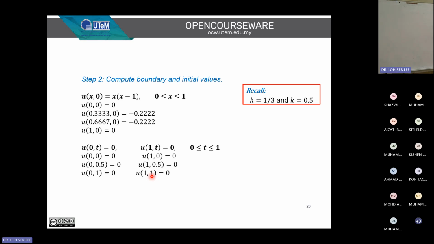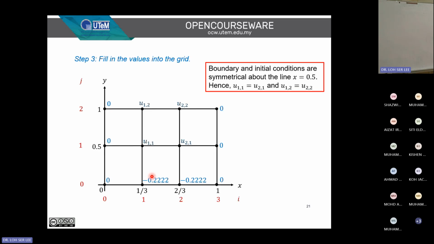Then next, substitute all these points into the grid, and you get all this. From here, we can see that the boundary and initial conditions are symmetrical about the line x equals 0.5. If you have a line here, you see this point is the same as this, this point is the same as this, this one same as this, and this one same as this. That means all these boundary and initial values are symmetrical about x equals 0.5.